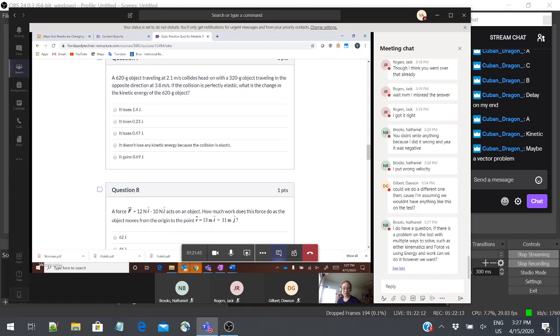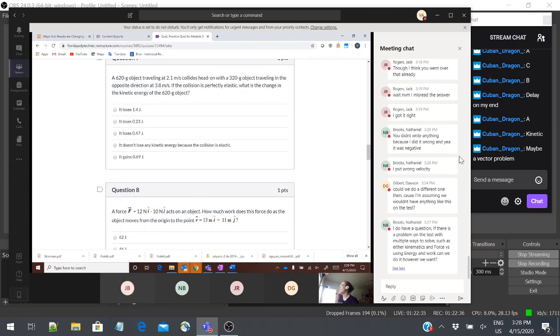So Nate asked if there's multiple ways to solve either kinematics or force. You can do it however you want, unless it specifically says that you have to do it using work and energy. If it doesn't say specifically, you can do it however you want. Which is a good point. I might need to fix the question.